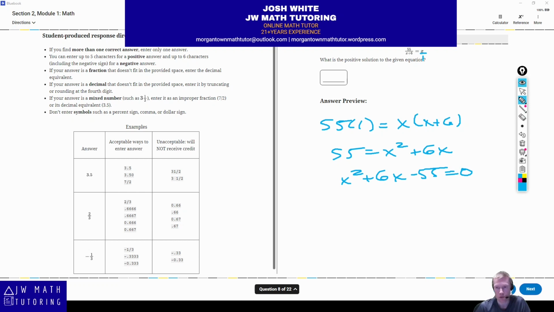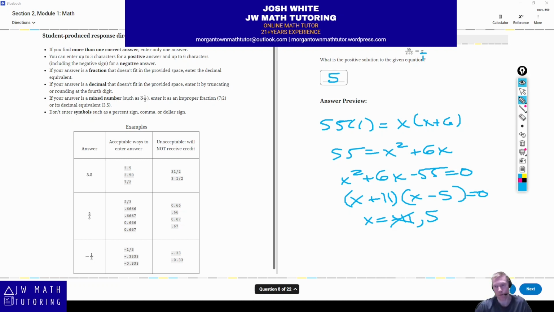Now, two things. First of all, at this point, you can factor this to solve it. I know it's going to be x and x. I know it's going to be plus and minus because the c term is negative. So I'm looking for two factors of negative 55 that add up to positive 6. They're going to be positive 11 and negative 5. That's going to give me two answers when you set each of these parentheses equal to 0: negative 11 and positive 5. They want the positive solution, so we cross that out and we get 5.